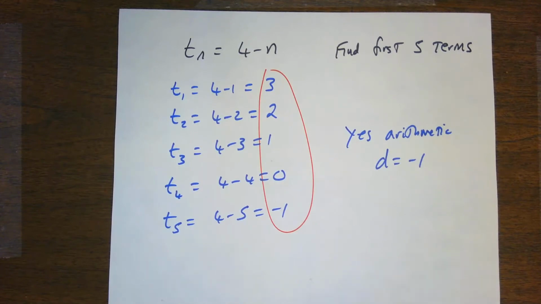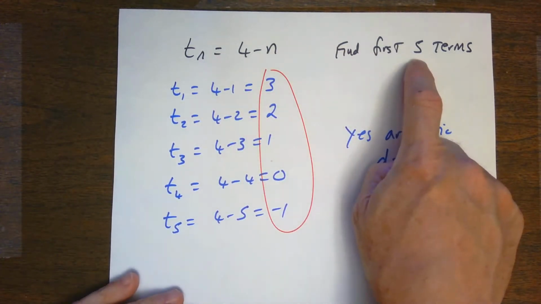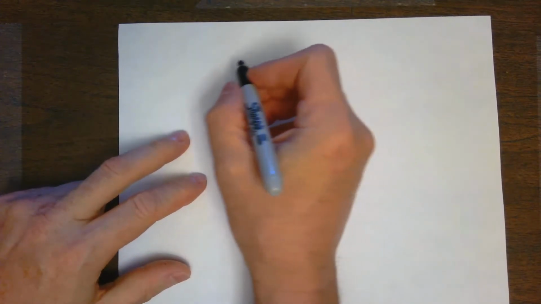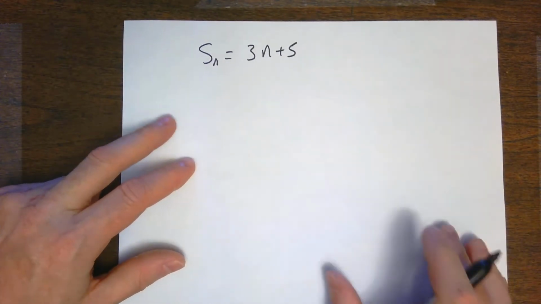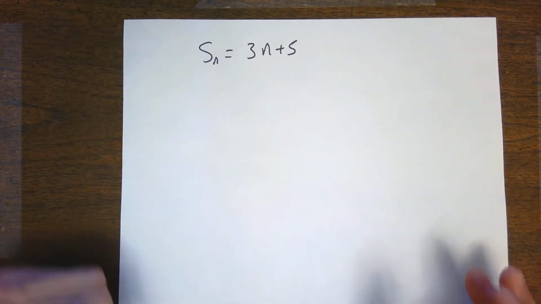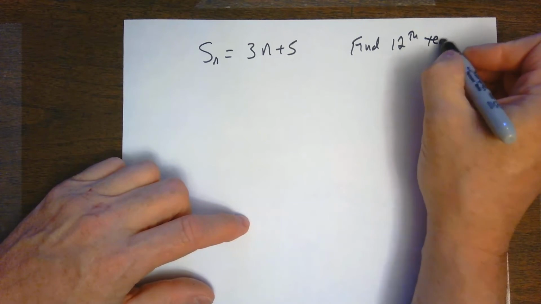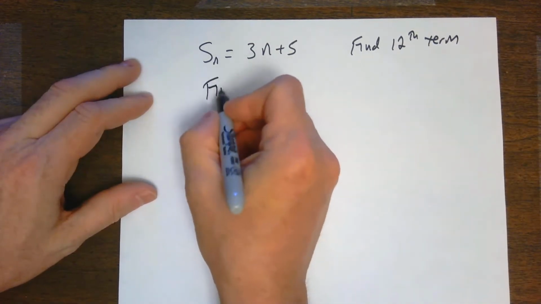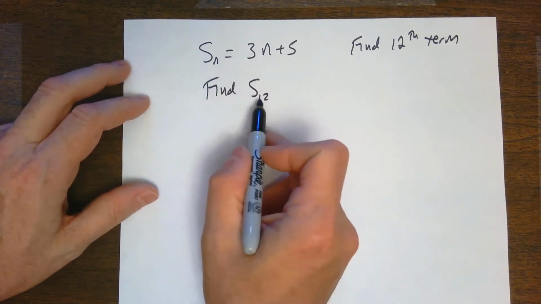All right, if we have a sequence, we can find, now here, we were given this formula for a sequence, and we were asked to find the first 5 terms. Suppose I'm told that s sub n equals 3n plus 5. Now, this is arithmetic, but suppose I want to find the 12th term. In other words, find s sub 12. S sub 12 means the 12th term.